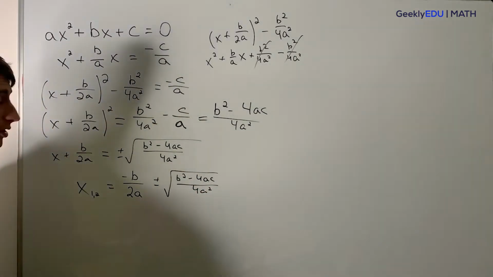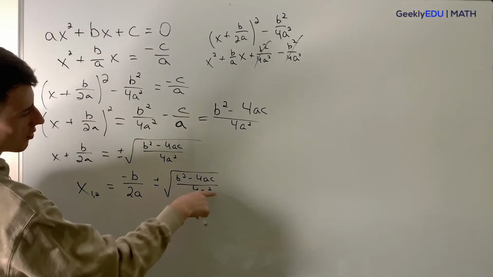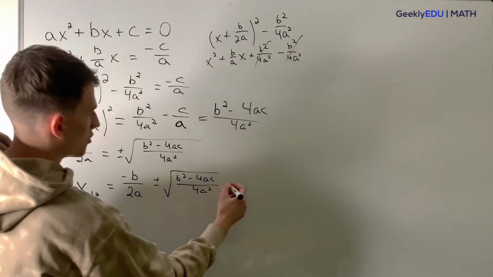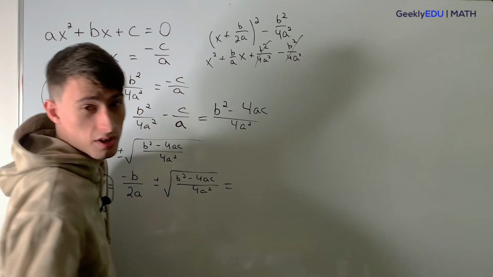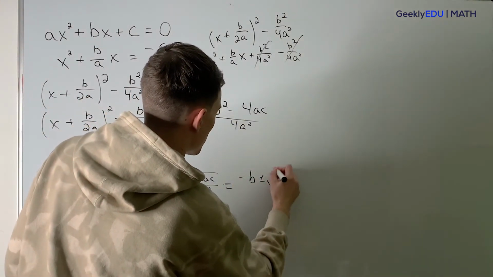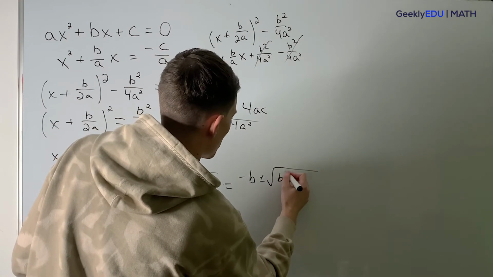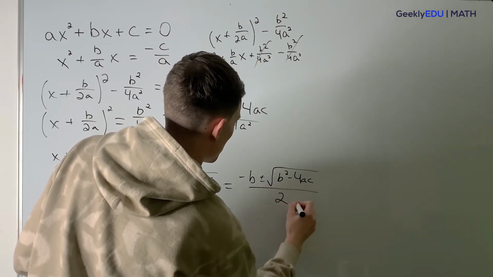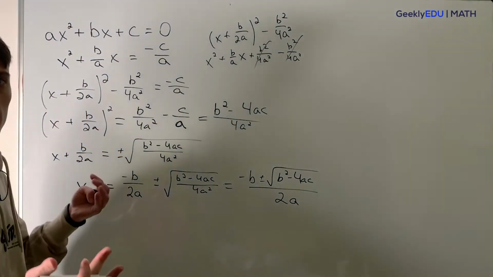And we can go even further, and we can take the 4a squared out of the root with the same common denominator with the b over 2a. So we can rewrite this as the famous equation that you'll see everywhere. Minus b plus or minus the square root of b squared minus 4ac divided by 2a. And that's it, we're done.